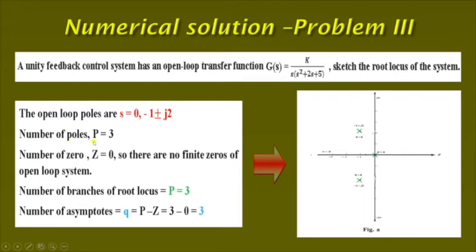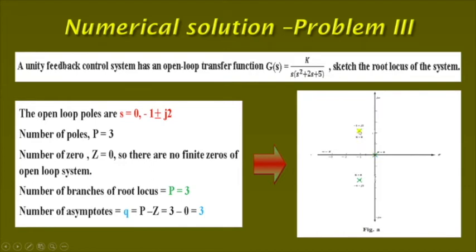That means number of poles P is 3. But there is no finite zero. That means Z is equal to 0. So find Q. Q equal to P minus Z, that means 3 minus 0. So 3. So 3 root locus branches move to infinity.